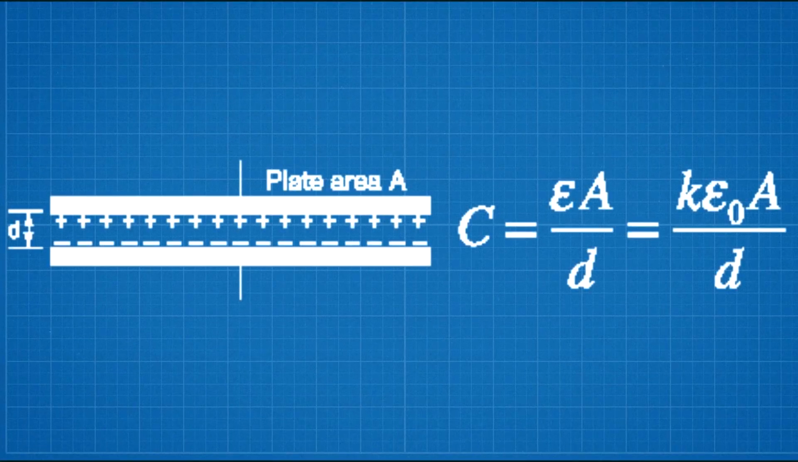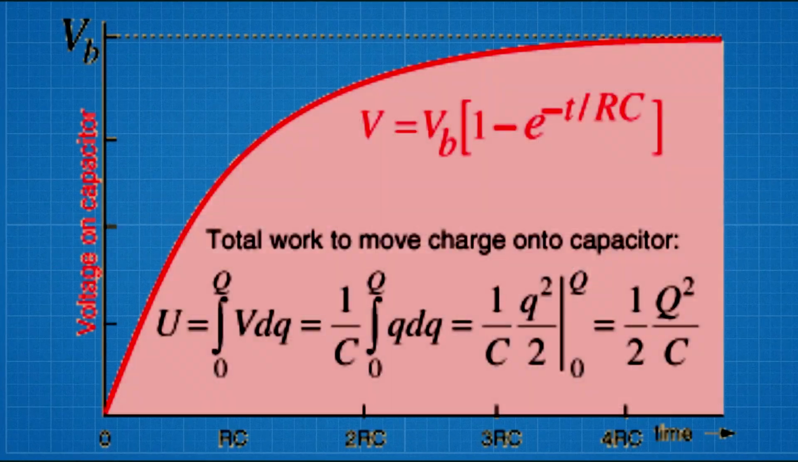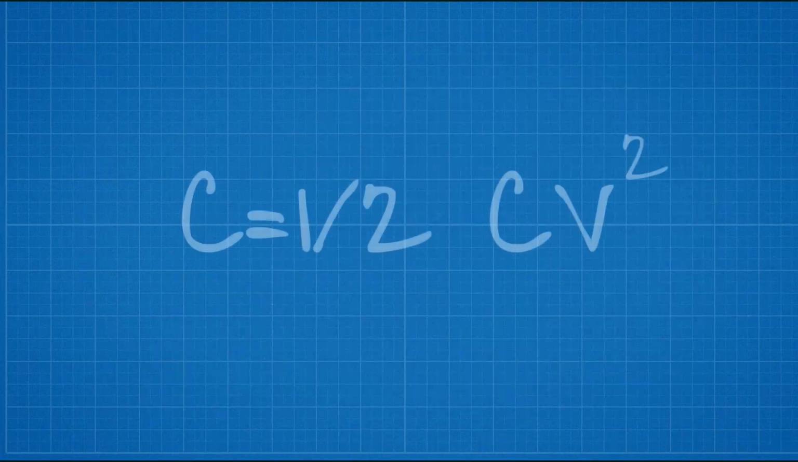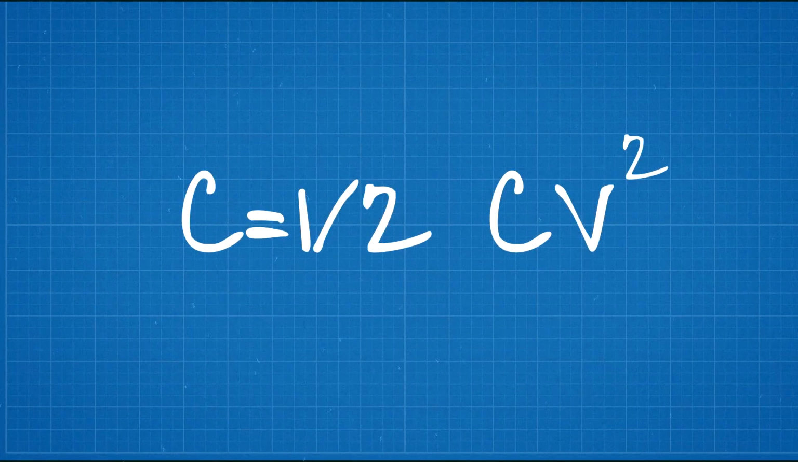The capacitance of a parallel plate capacitor is governed by the equation C = εA/d, where ε is the permittivity of the dielectric, A is the area of the plates, and d is the distance between the plates. The energy stored in a capacitor is the definite integral of V dQ from 0 to charge Q. The resultant expression is 1/2 Q²/C. This is equal to 1/2 CV².